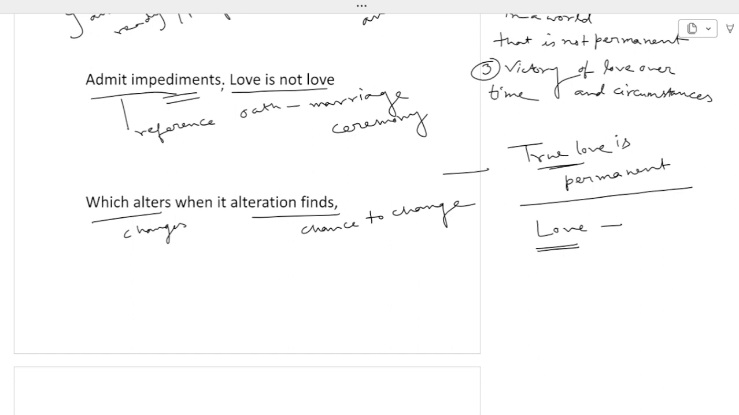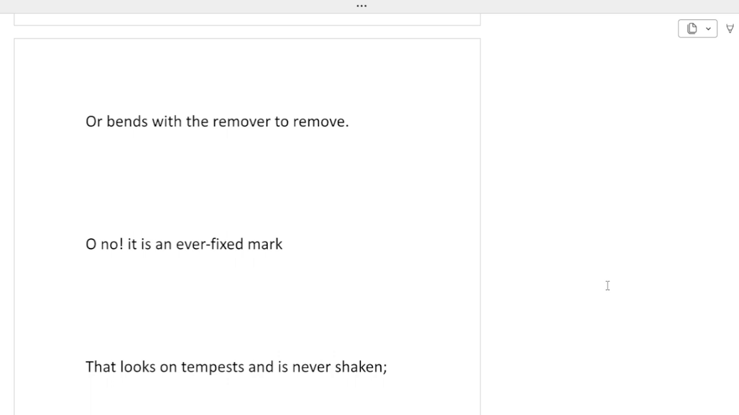Every love is not true love. True love does not admit any impediment. True love is permanent. True love never alters. But love that alters is not true love. "Which alters when it alteration finds" means which changes when it gets the chance to change, "or bends with the remover to remove."